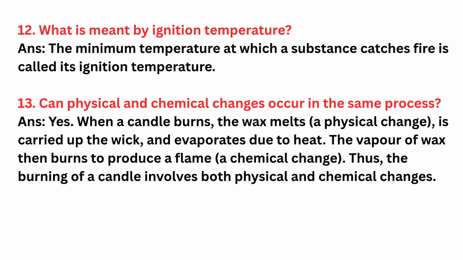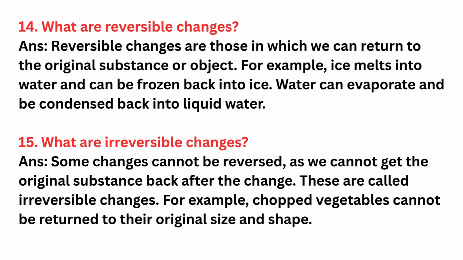Answer: reversible changes are those in which we can turn back to the original substance or object. For example, ice melts into water and can be frozen back into ice. Water can evaporate and be condensed back into liquid water. Question number 15, what are irreversible changes? Answer: some changes cannot be reversed as we cannot get the original substance back after the change. These are called irreversible changes. For example, chopped vegetables cannot be returned to their original size and shape.